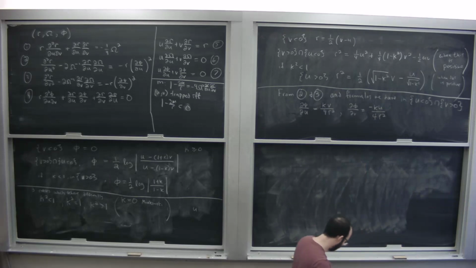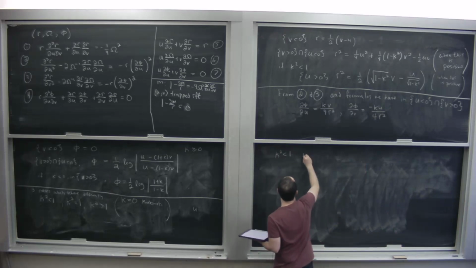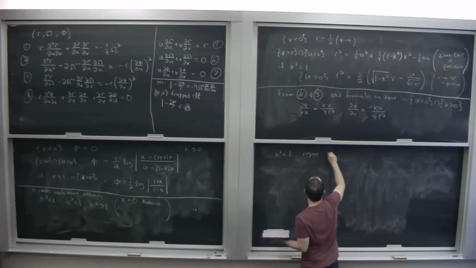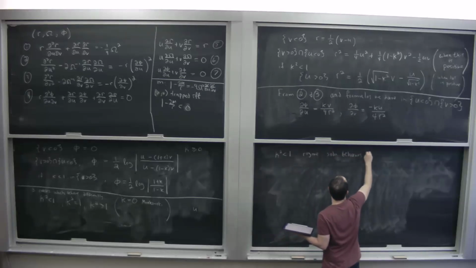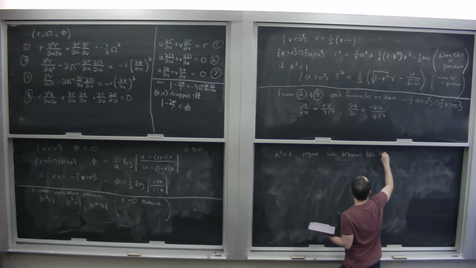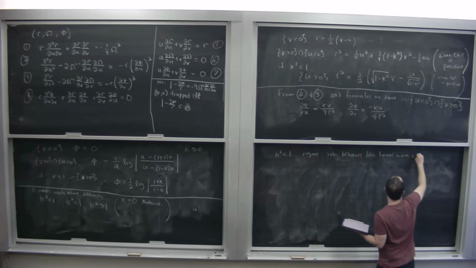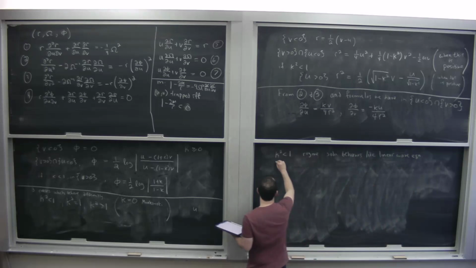All right. So, k squared less than 1. This is the regime where you can think the solution behaves like the linear wave equation. So that is to say, it's all defined everywhere, right?